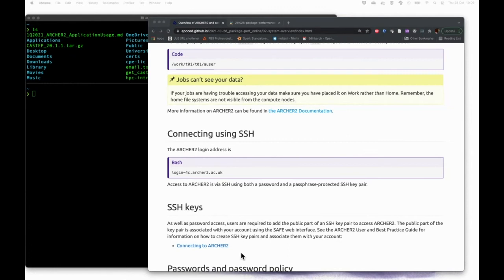If anybody's struggling with SSH keys and passwords and things like that, we'll hopefully pick that up where people try to log in, and the helpers and myself can help sort out those problems.